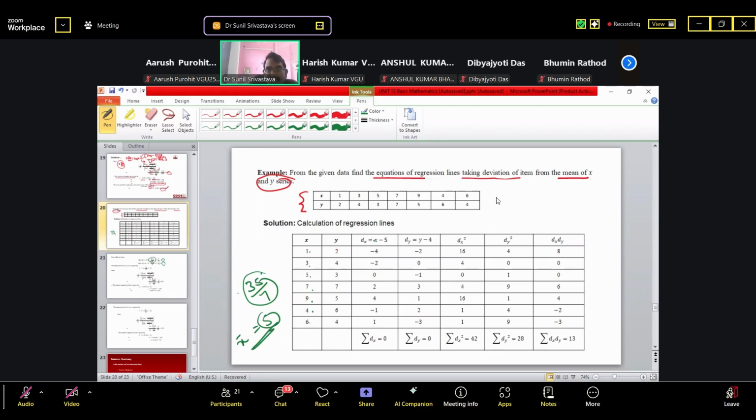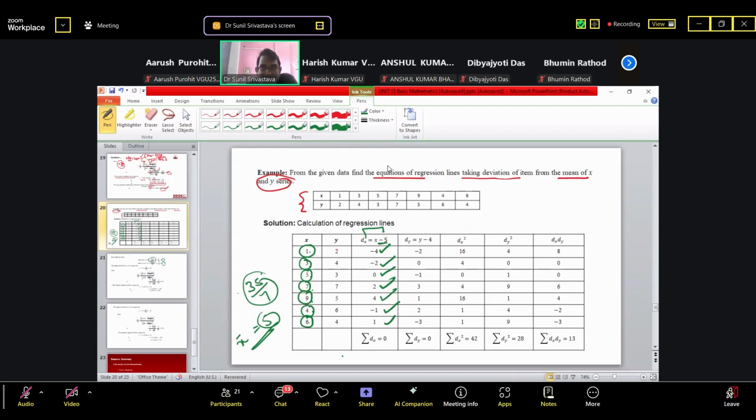So we take the deviation from the mean, x minus mean. 1 minus 5 is equal to minus 4. 3 minus 5, minus 2. 5 minus 5, 0. 7 minus 5, 2. 9 minus 5, 4. 4 minus 5, minus 1. 6 minus 5, 1. This is the deviation for the x series.